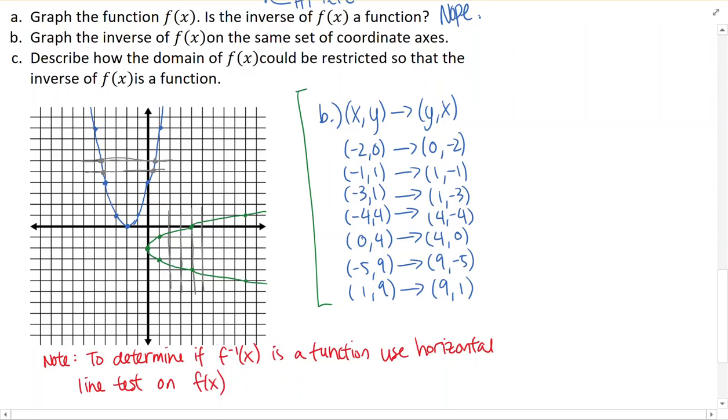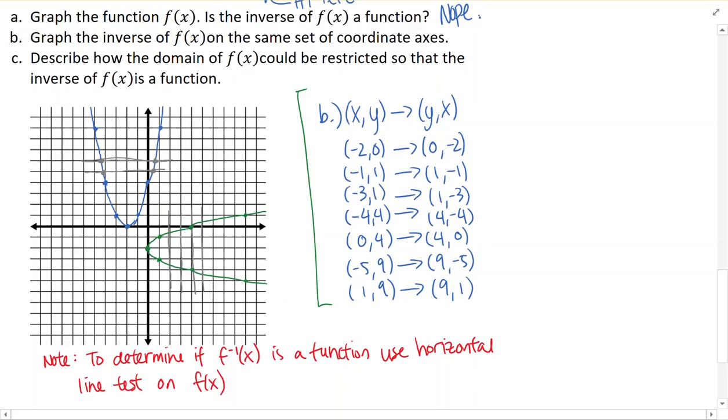All right, so moving on to C. Describe how the domain of f of x could be restricted so that the inverse of f of x is a function. So when we're looking at the inverse of f of x, this green graph here, it's not a function because once you get to the vertex of the parabola, it's kind of repeated below and above. So as long as we eliminate half of our parabola, then we actually would have a function.